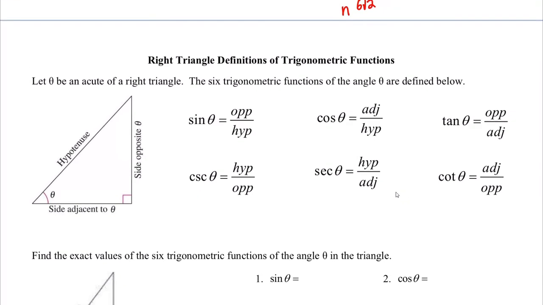Alrighty. So it says let theta be an acute, this is meant to say angle, sorry, of a right triangle. The 6 trigonometric functions of angle theta are defined below. So who remembers back in geometry our little shortcut that we, SOHCAHTOA.